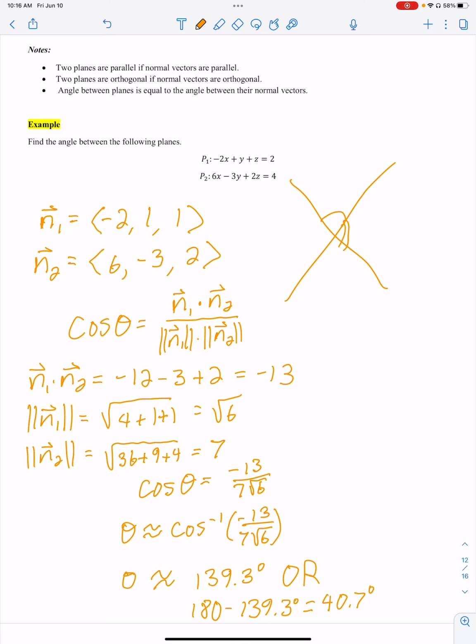So here's the key to finding angles between planes or determining if two planes are parallel or orthogonal. We just look at the normal vectors, which is great because when we have an equation of a plane, we can pick up the normal vector pretty quickly.